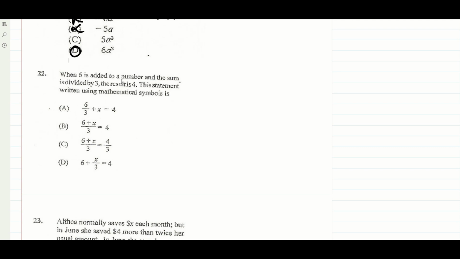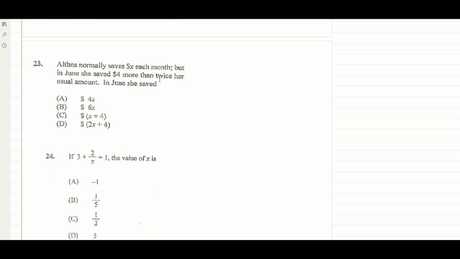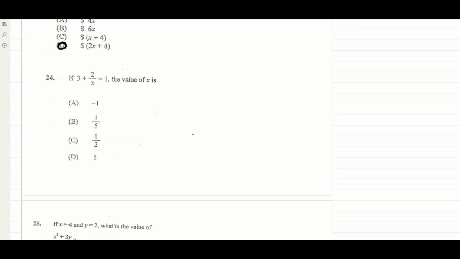This question here, when 6 is added to a number x and the sum of these two numbers is divided by 3, the result is 4. So that is B. Alright, this is a repeated question. June, she had 4 more than twice, so that's 4 plus twice her usual amount, which is x, which is D. Alright, this one is A.